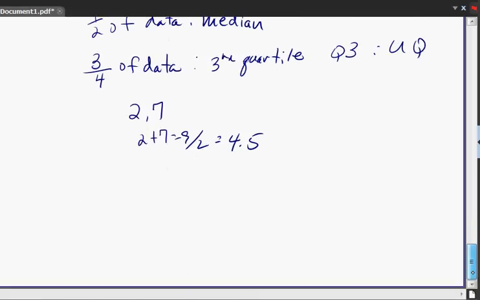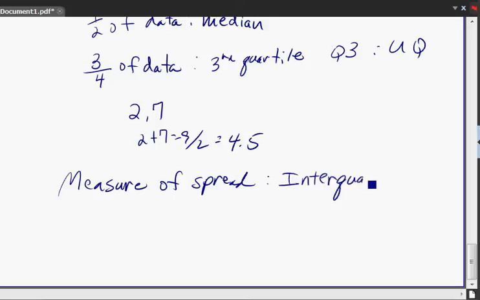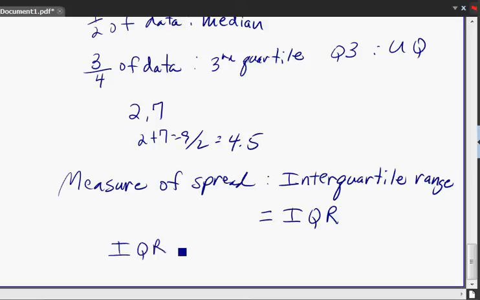My measure of spread is not standard deviation in this case. My measure of spread is called the interquartile range. No one ever says that because it's kind of a hard word to say. Everybody just calls it the IQR. And the IQR is defined as Q3 minus Q1.